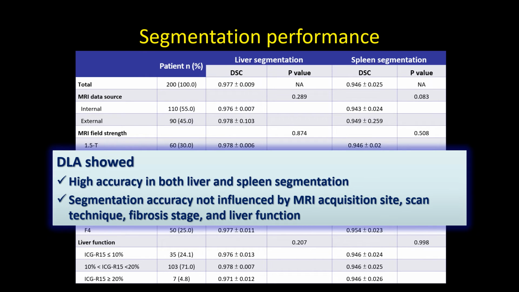So, overall, the deep learning algorithm showed high accuracy in both liver and spleen segmentation and was not influenced by MRI acquisition site, MRI field strength, fibrosis stage, and liver function.